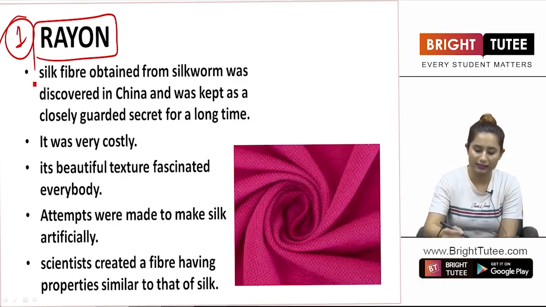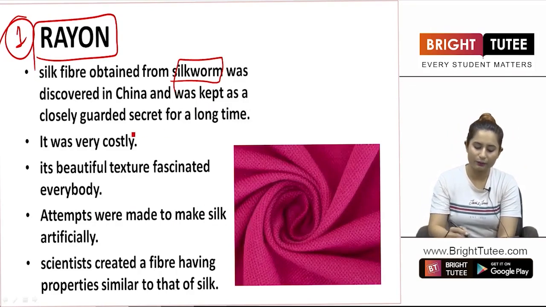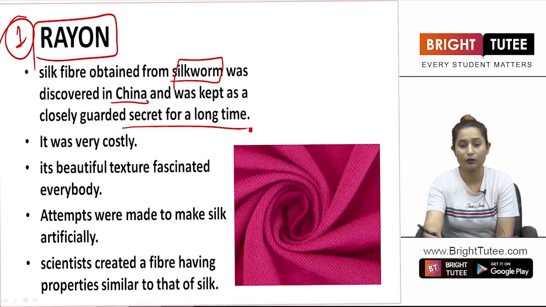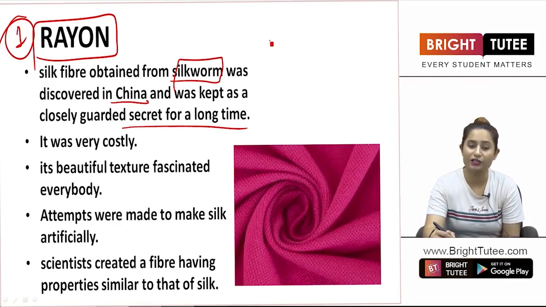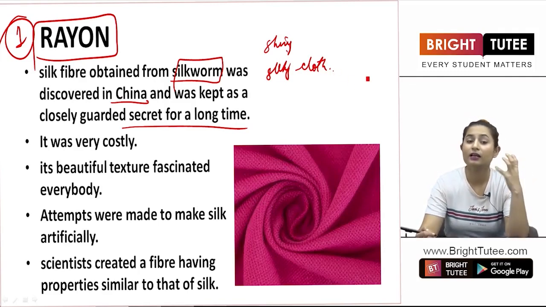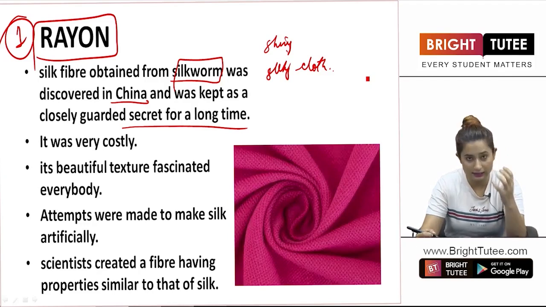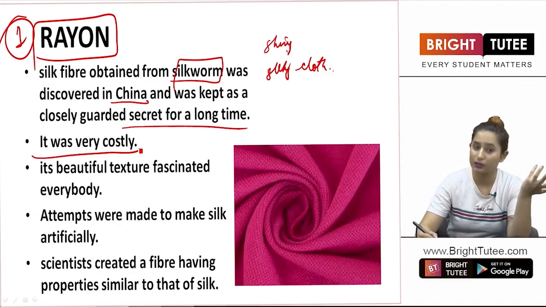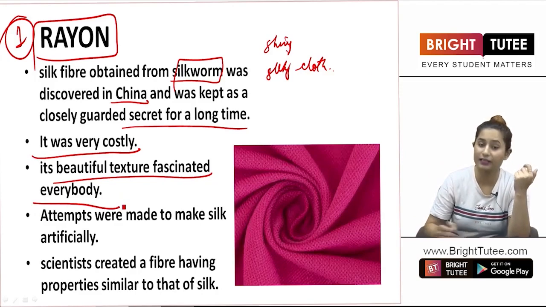Now, you know that silk is obtained from silkworm, right? And it was discovered in China and was kept as a closely regarded secret for a long time, because silk is a very, very shiny and silky cloth which has a good value. It is very, very costly because of its shiny appearance, its silky appearance, its silky touch. So, the silkworm basically produces silk, the fiber, and then from that fiber we make silk cloth, right? It was started in China. Then it was very costly because of its appearance. Its beautiful texture fascinated everybody.